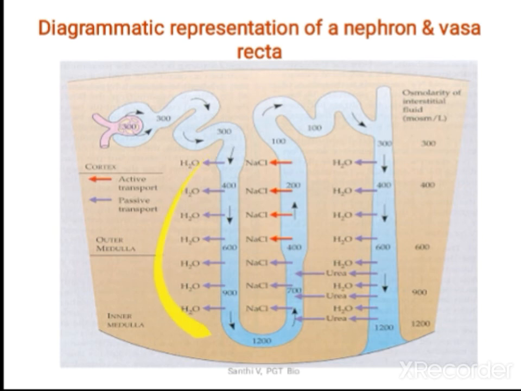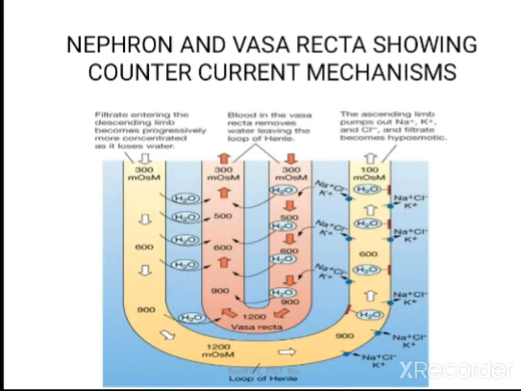Can you see water is permeable here in all places except the ascending limb of Henle. The descending limb is permeable to water, and in all places it is permeable, so only here it is impermeable to water. Then slowly you see the hypotonic solution becomes hypertonic. When it comes here, the tonicity is 1200. Like that it slowly increases by reabsorption of water. So there is a special countercurrent mechanism seen in the kidney.